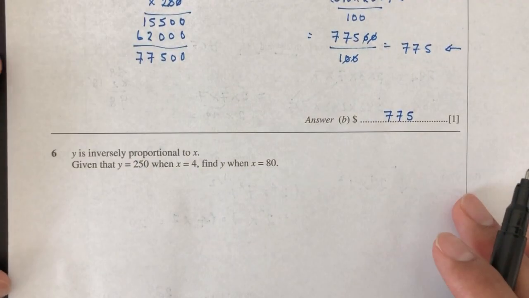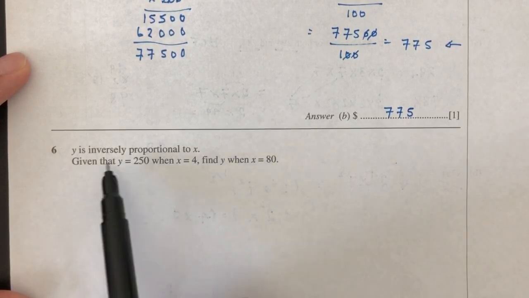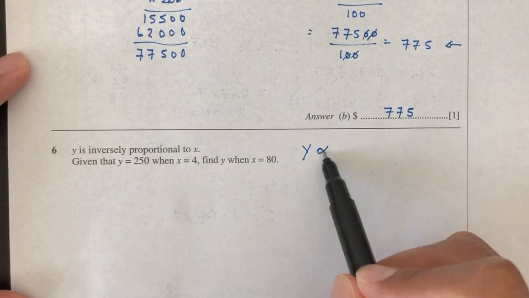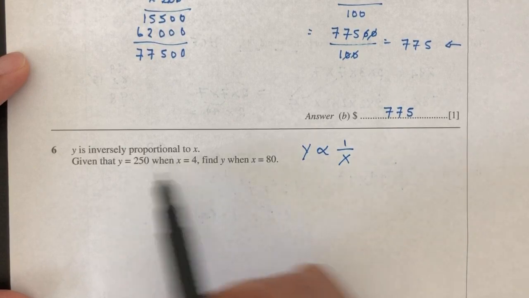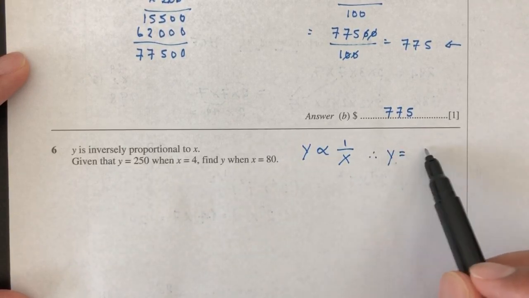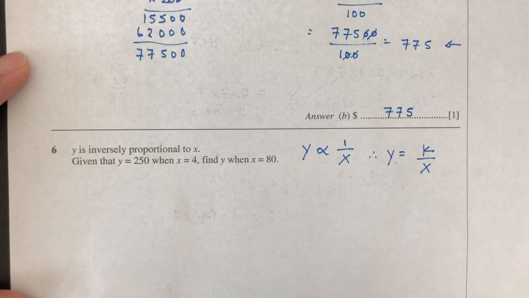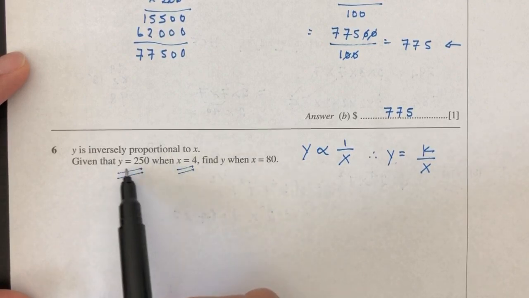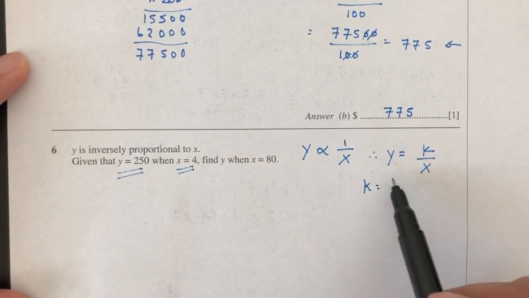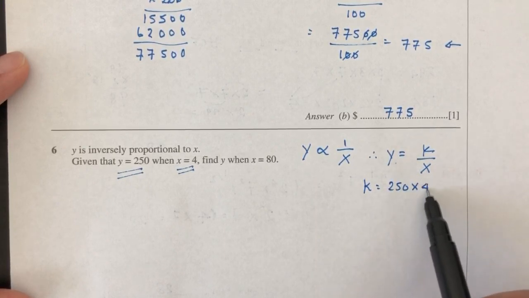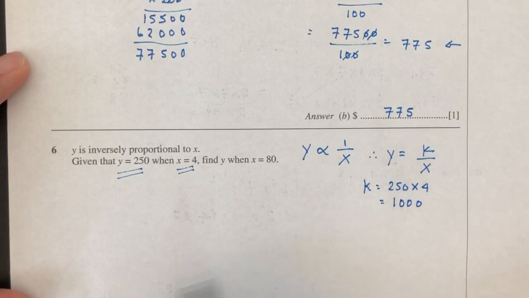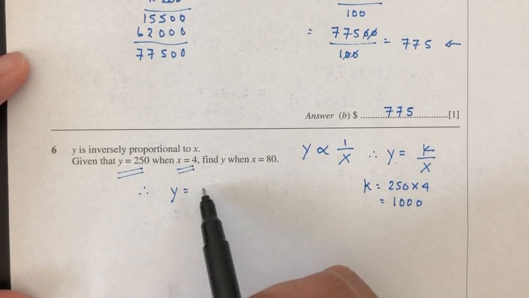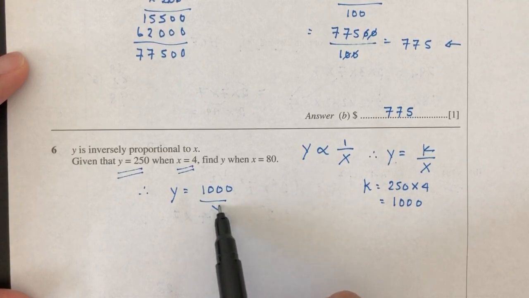So now for question 6, we have y is inversely proportional to x. So our equation will be y equal to k over x, where k is the constant of proportionality. Given the values of y and x, we can first find the value of k. So k is y times x, which is 250 times 4, which is 1000. So from this we have y equal to 1000 divided by x.